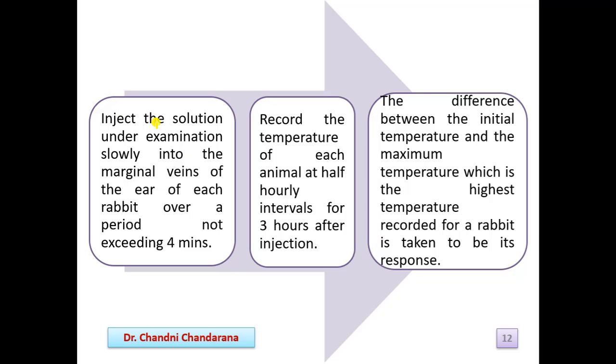After that, inject the solution under examination slowly into the marginal veins of the ear of each rabbit over a period not exceeding 4 minutes. After that, we have to record the temperature of each animal at half-hour intervals for 3 hours after injection. The difference between the initial temperature and the maximum temperature in these 3 hours is taken, the highest temperature recorded for a rabbit being used for its response. So we can perform the pyrogen test like this.